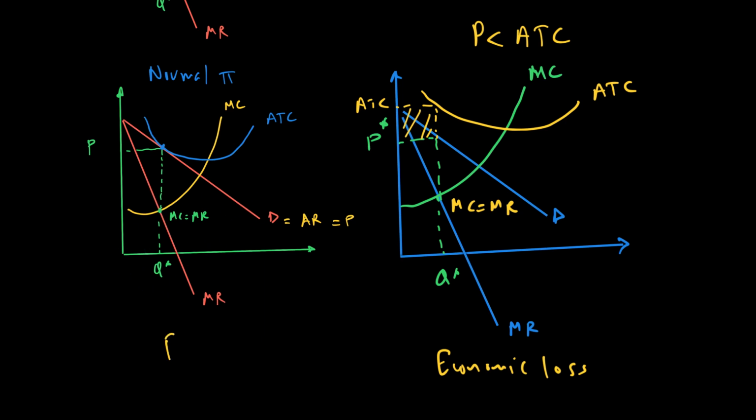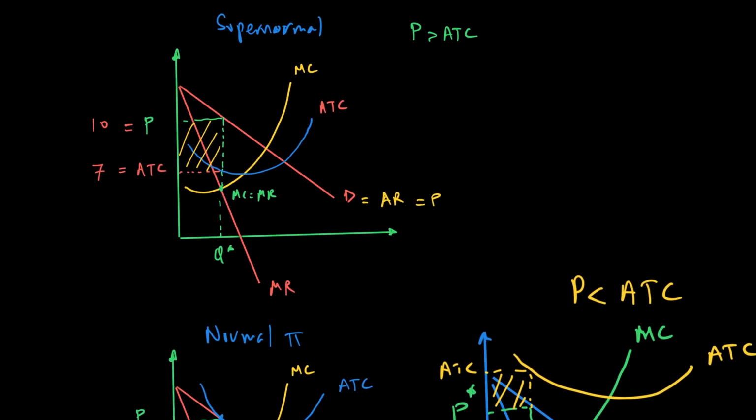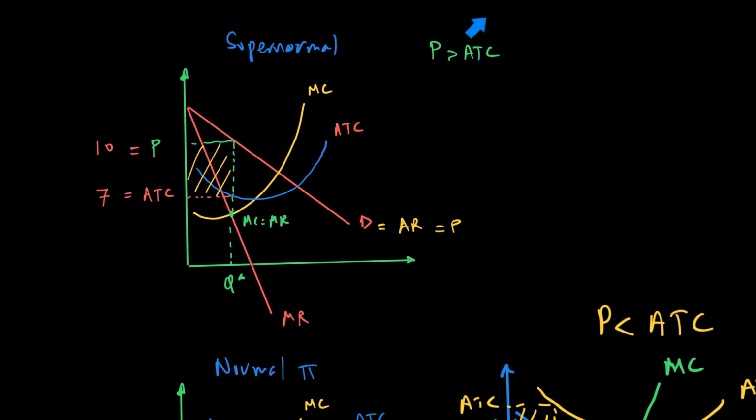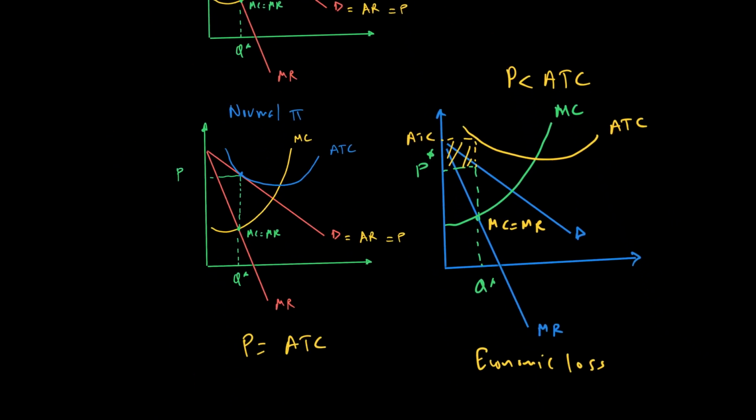So price is equal to ATC, and in the diagram above we had a supernormal profit where price was greater than ATC. So three scenarios can happen for a price setting firm as well. Now, the last discussion I want to do is what happens when a firm is making an economic loss.